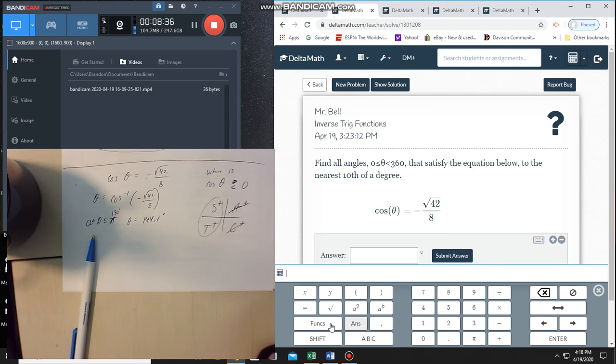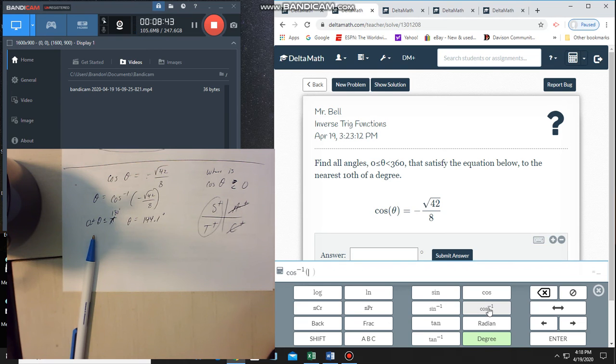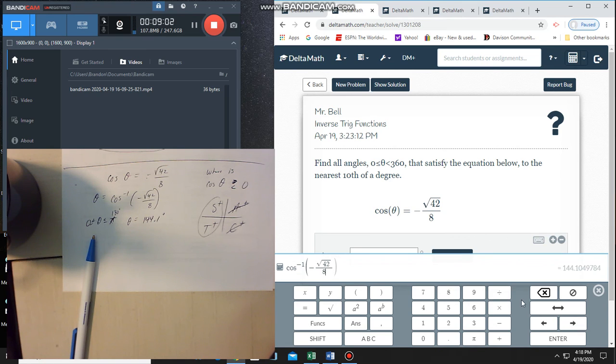So here's how we do inverse cosine. I don't see it here, so you have to hit this functions tab. I'm going to hit inverse cosine, and then I need negative square root of 42 over 8. So I go back and do negative square root 42. I need to hit the right arrow to divide by 8 now, and then I get my answer. I didn't have to hit enter. It's already right here, 144.1 degrees.